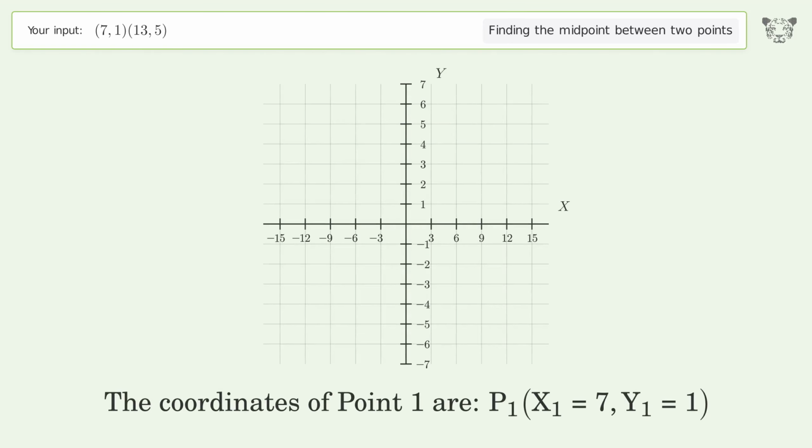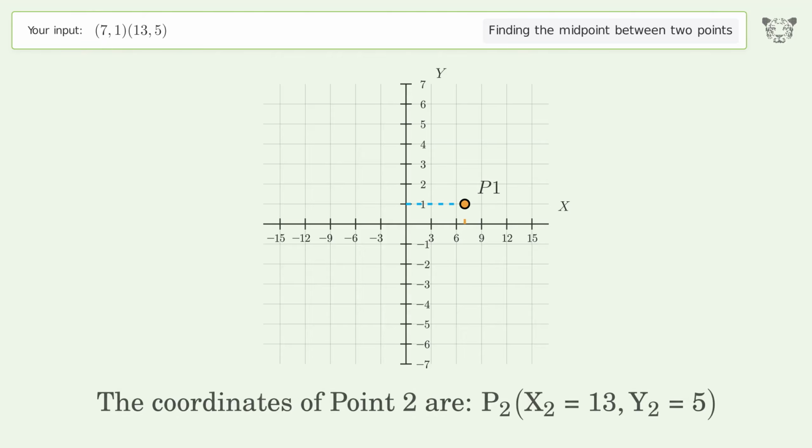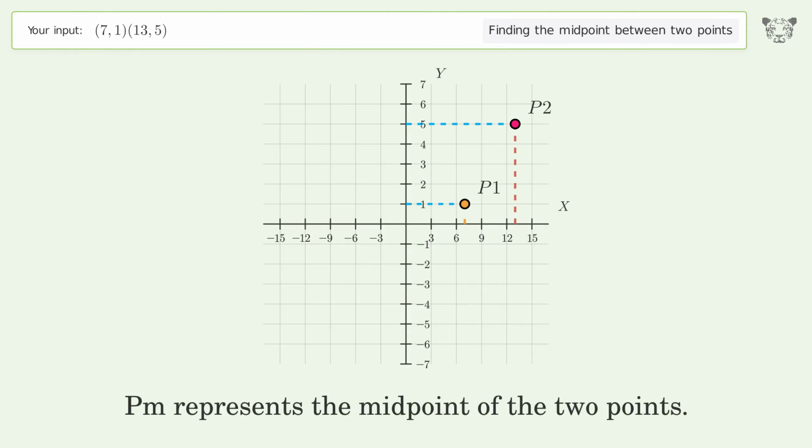The coordinates of point 1 are x1 equals 7, y1 equals 1. The coordinates of point 2 are x2 equals 13, y2 equals 5. PM represents the midpoint of the 2 points.